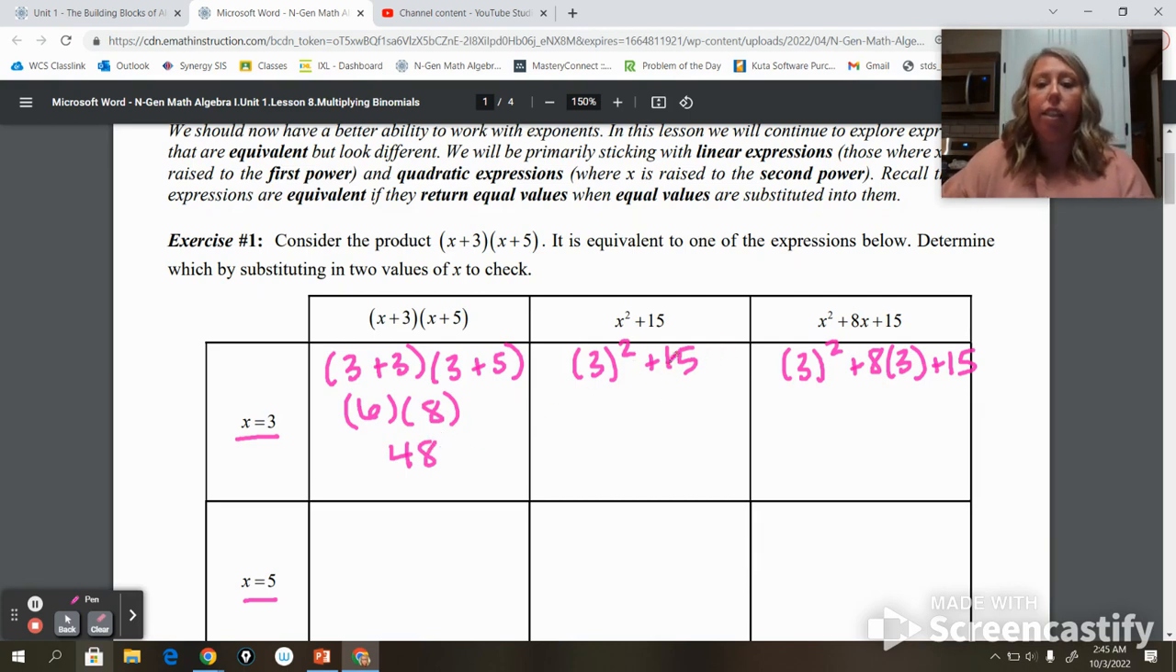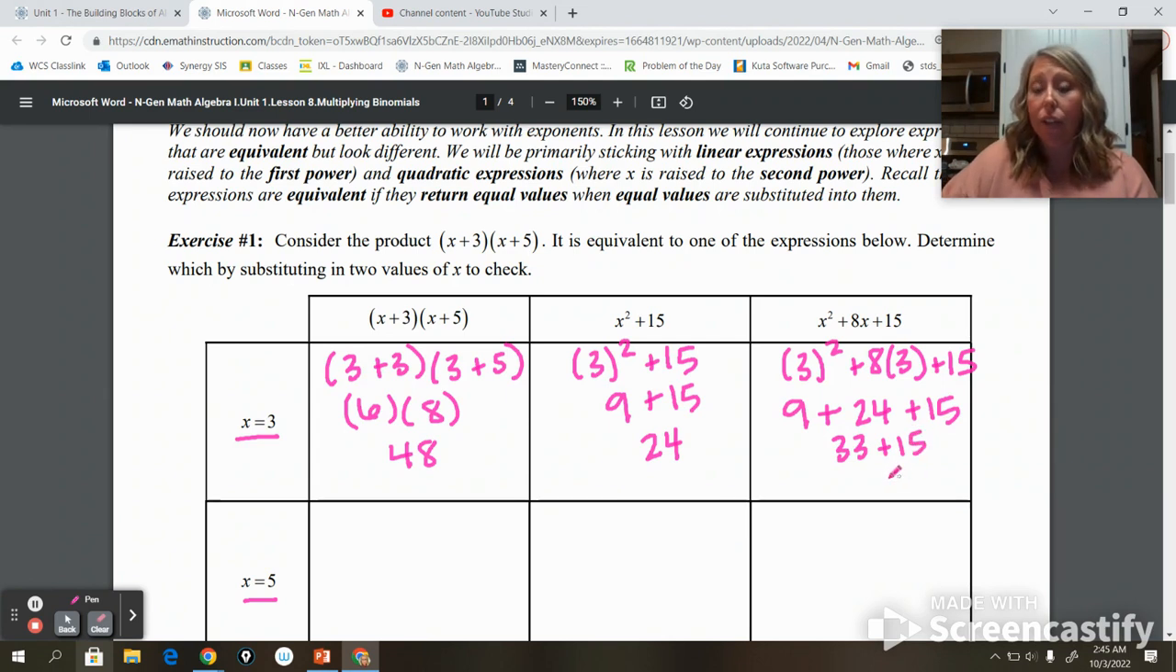So 6 times 8 is 48. On the second one, we get 3 squared, which is 9, plus 15. 9 plus 15 is 24, which is not equal to 48. So let's see what we get on the third one. We get 9 here, plus 8 times 3 is 24, plus 15. So 9 plus 24 is 33, and if I add 15 to 33, I get 48. So on this first example, we get a 48 here and a 48 here.